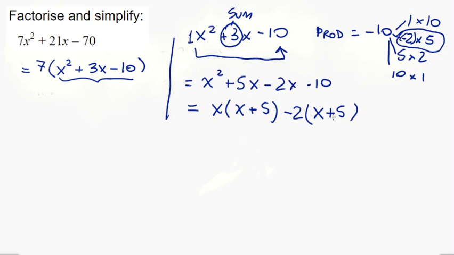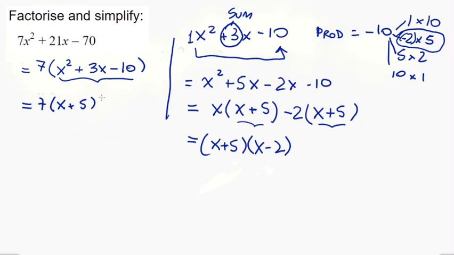So not surprisingly, I've got terms which have common factors here. And now, if I collect x plus 5, which is the term that I have in common in both of those, I will have left x take away 2. Alright, so this is the solution to factorizing this simpler problem. And then I can just multiply by 7 to get the original problem's result. So 7 times x plus 5 times x take away 2. So this is our final answer, right?